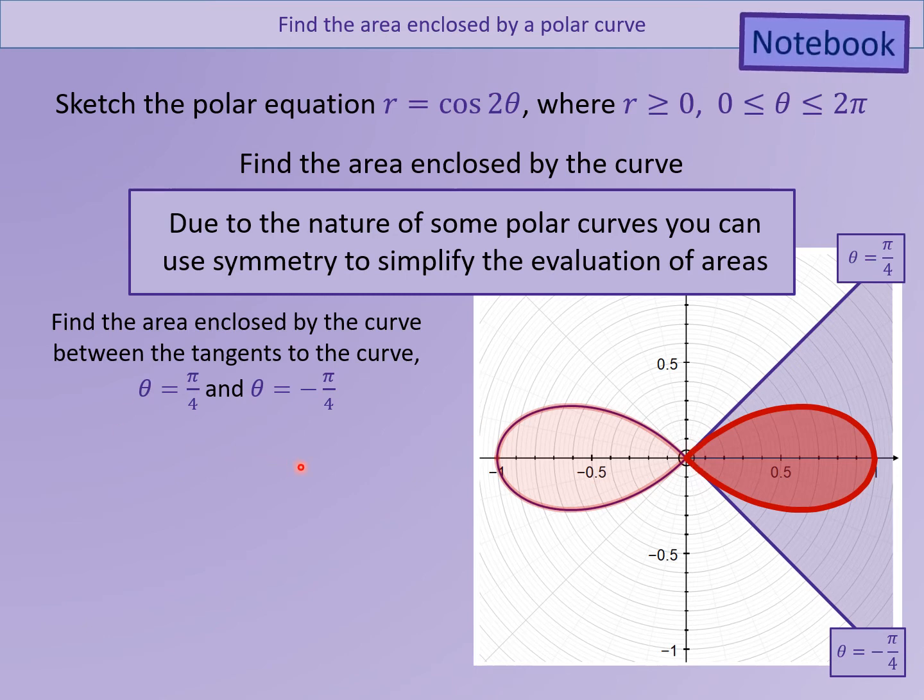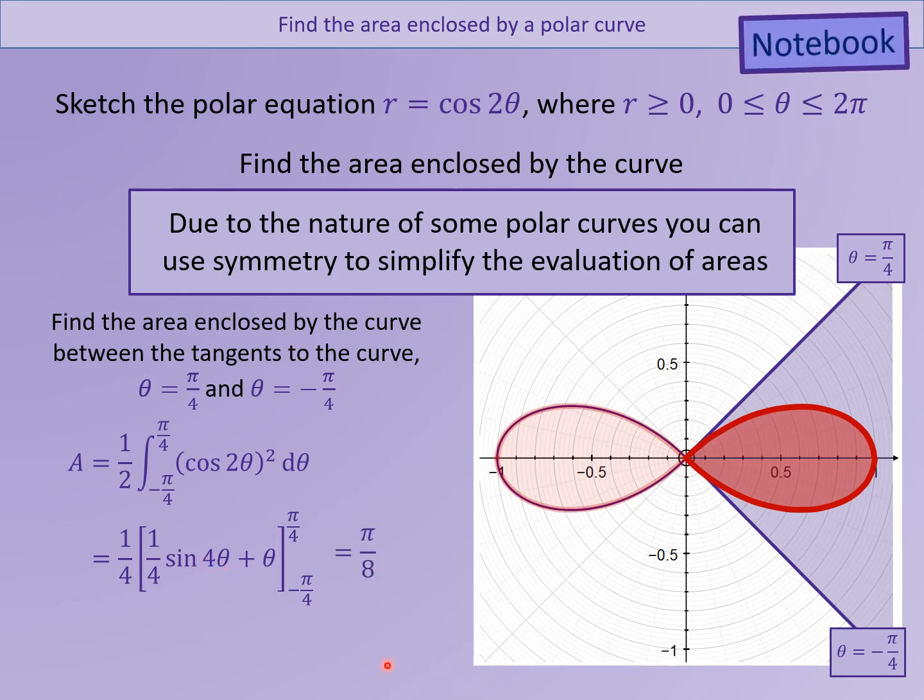Now it's the same maths as what you just did. There's no difference there. Same integration, just different limits. So I can still do the same bit of maths. There we go. I've integrated those two. I can substitute the pi over 4 in. I can substitute the minus pi over 4. Out comes pi over 8.